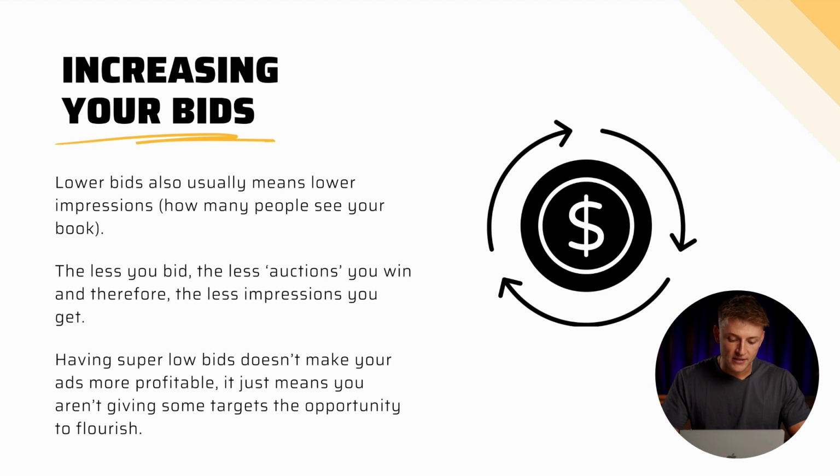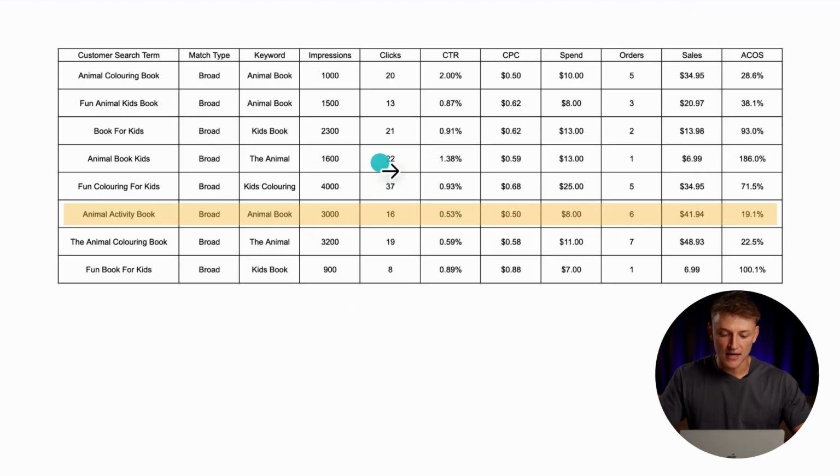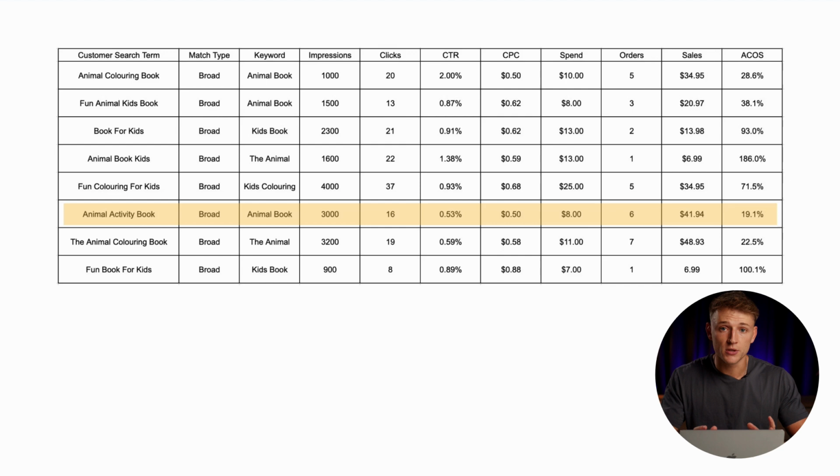Because having super low bids doesn't make your ads more profitable, it just means you aren't giving some targets the opportunity to flourish and actually make you a lot of money. So let's just take exactly the same data here, and this animal activity book exact keyword we know is really good for us, because every $8 that we spend, it's getting us $41.94 back. But if you see, it has a cost per click of 50 cents, which means it costs roughly 50 cents to win an auction for that keyword. Now let's pretend we just launched this auto ad and we were being really stingy with our bids because we thought the less we bid, the more profitable our ad is going to be.